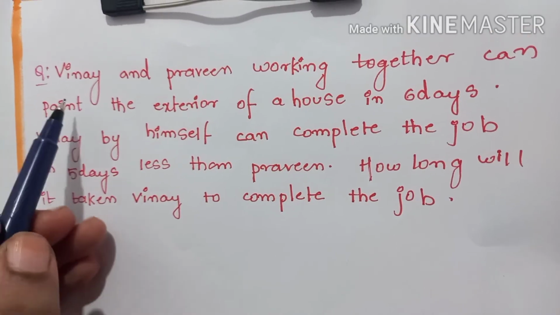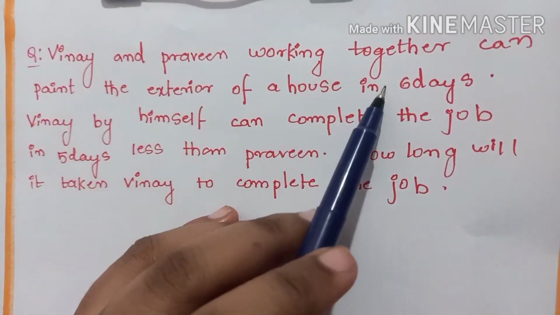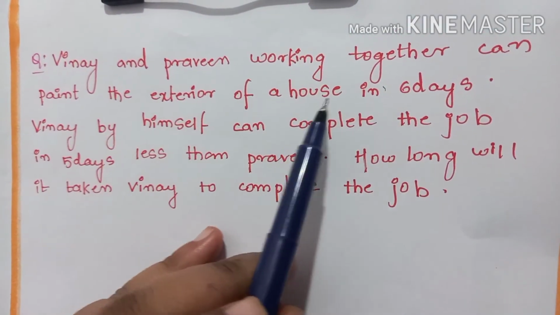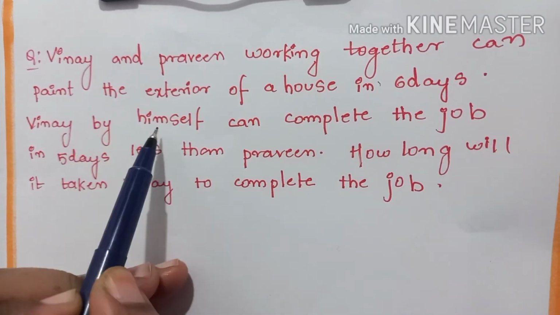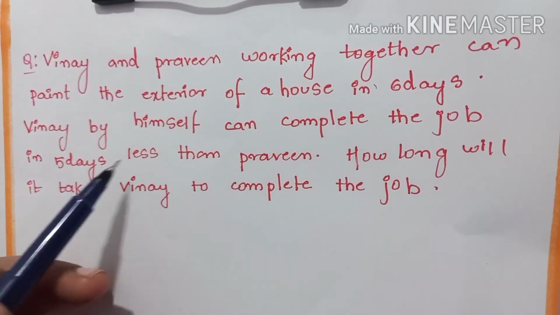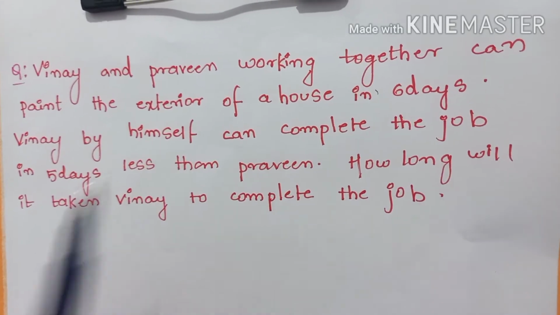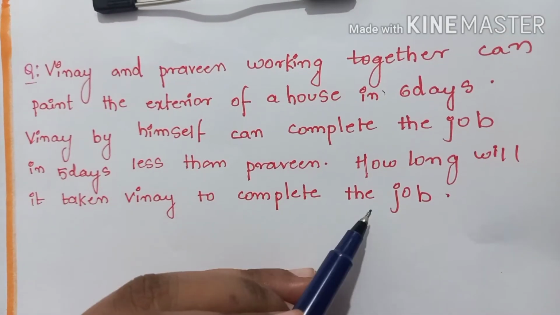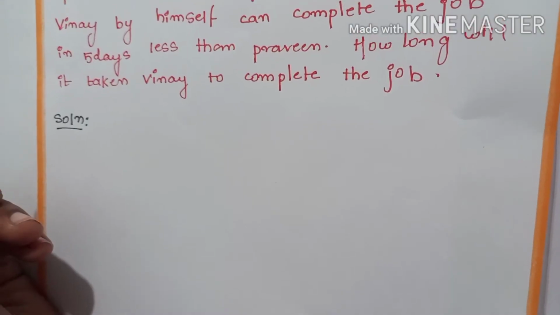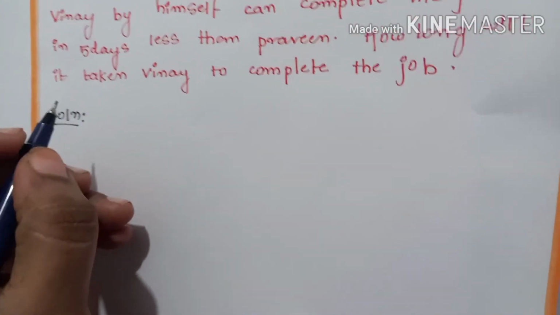Now let us start another question. Vinay and Praveen working together can paint the exterior of the house in 6 days. Vinay by himself can complete the job in 5 days less than Praveen. How long will it take Vinay to complete the job? Now let's start the solution.